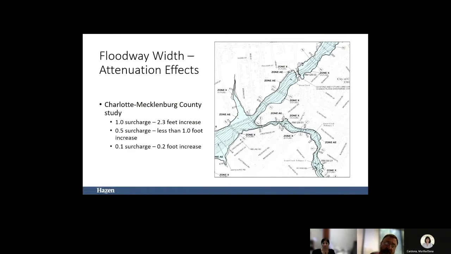So in addition to looking at the surcharge value at your project site, part of a floodway may need to include looking at the lost storage and the associated impacts associated with the lost storage.